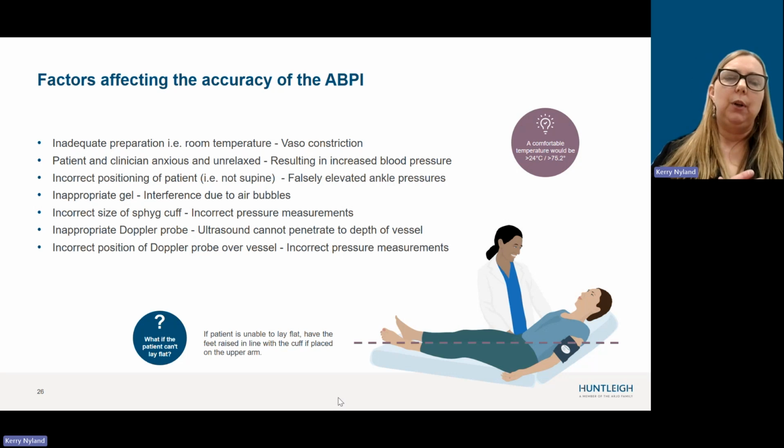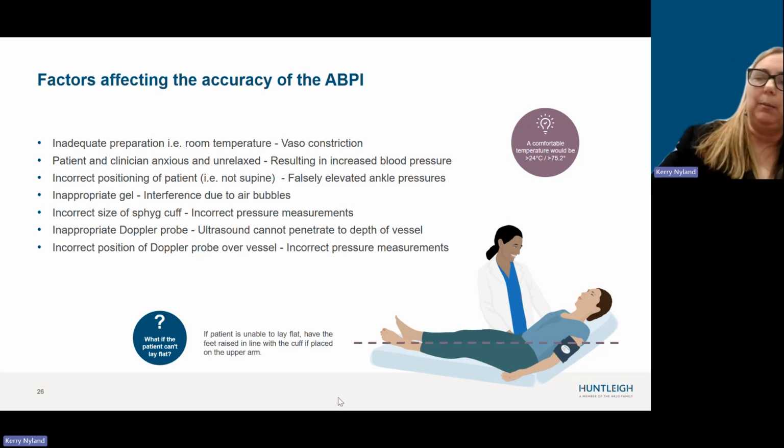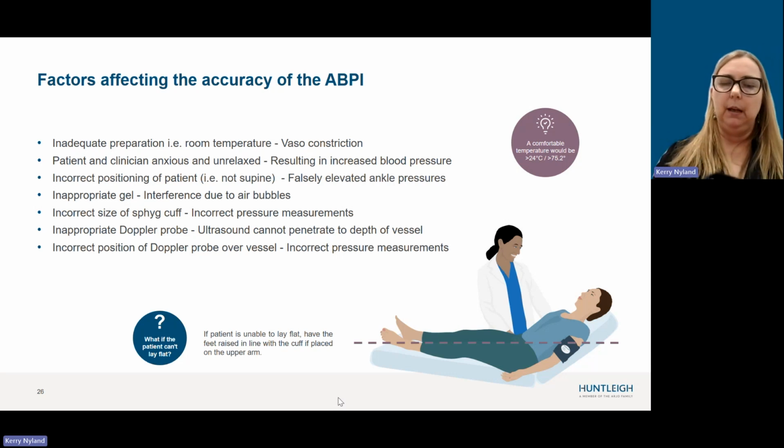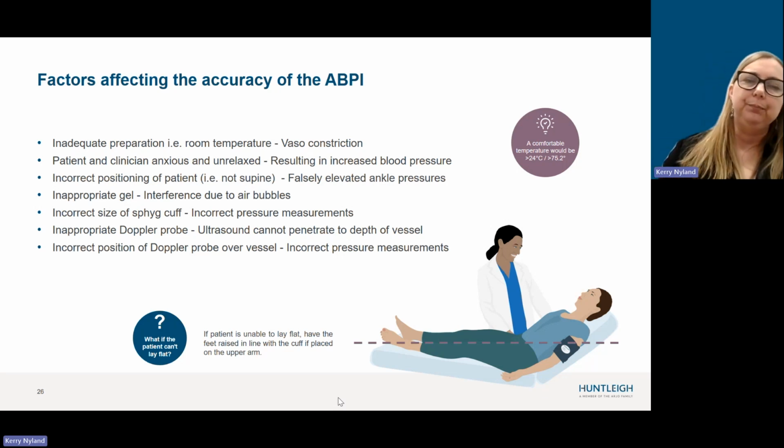Using the wrong size cuff. Our cuffs come in two sizes, a standard and a large. That's the standard one there. About 80% of the cuff should be covering the limb. If you're pumping up the cuff and you're hearing that sort of sound, it's popping off, then it's possibly too small. So move up to the next size and try that one.